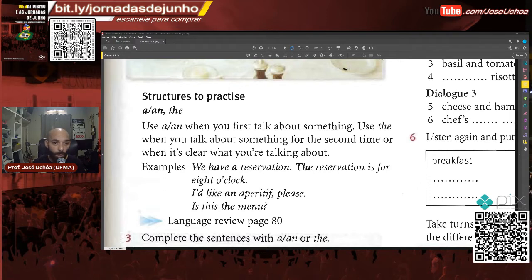So let's put it this way. A, an is when you talk about something ordinary, like I'm a teacher, you are a student, okay? UFMA is a university. So we do not have to be specific. We are generic. That's why we call them indefinite articles. I prefer this definition. And the is when you are specific. You are talking about a specific object or a specific person. So you use the as a definite article. So it's a matter of specificity, right?